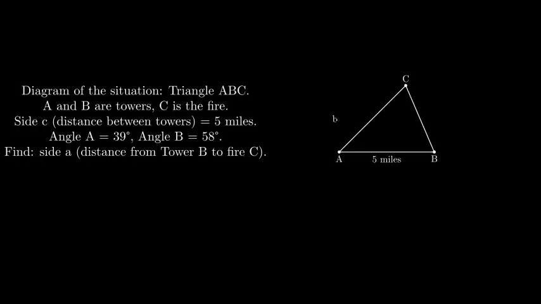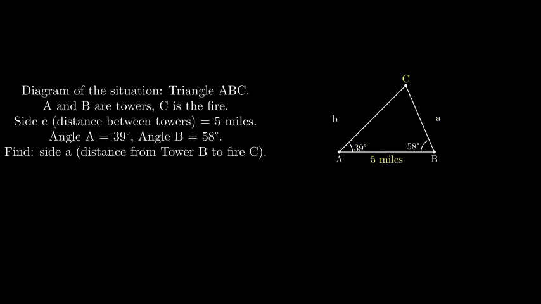The first step is to draw a diagram. The towers and the fire form a triangle. We know two angles, A and B, and the side between them, c, which is 5 miles. We need to find the length of side a, the distance from Tower B to the fire at C.